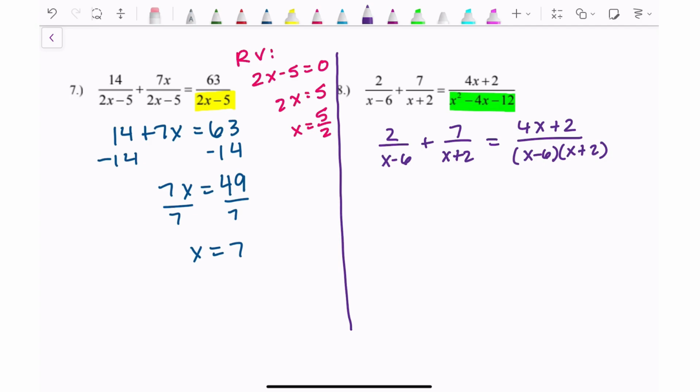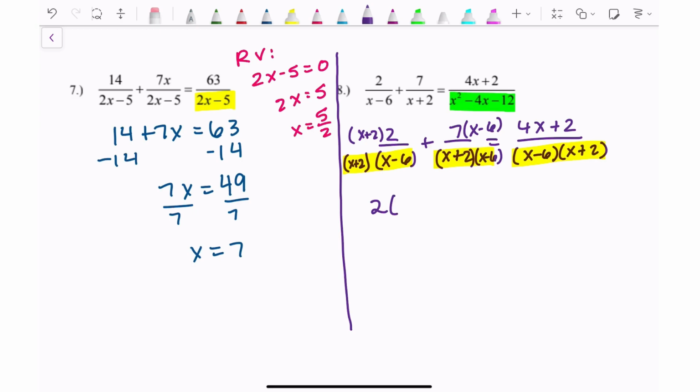But we need to get the other two denominators to also be x minus 6 times x plus 2. So I'm going to multiply this fraction by x plus 2 top and bottom, because anytime you multiply something on the top and on the bottom, it's like you did nothing at all. It keeps it equivalent. And so I'll multiply the other fraction by x minus 6 top and bottom. And now all three denominators are x plus 2 and x minus 6. Doesn't matter the order. So they all have the same factors on the bottom. We can now drop the denominators.